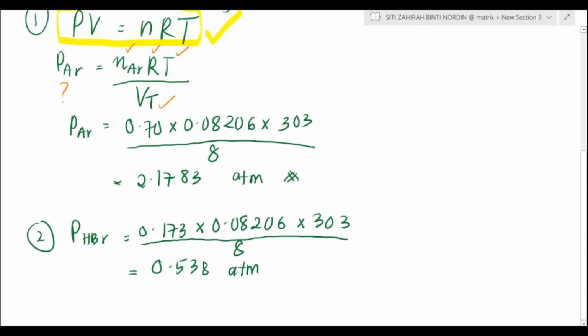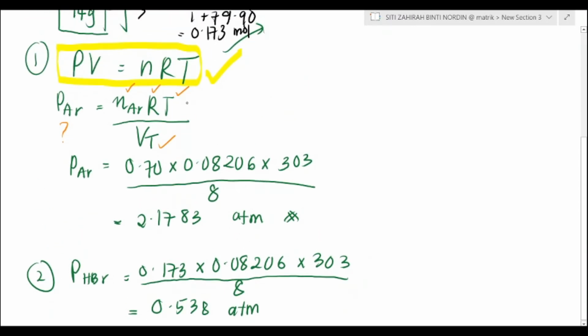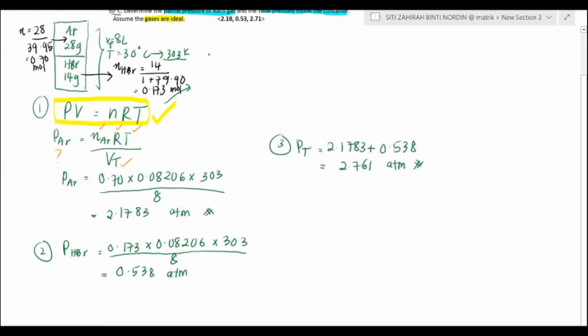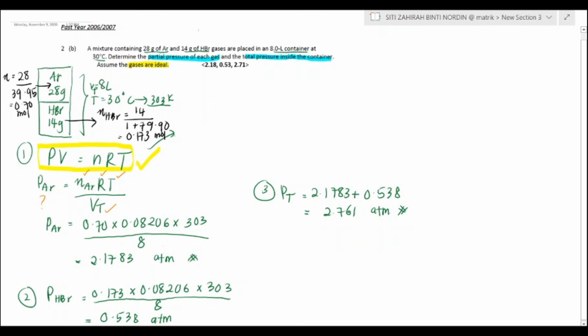So the answer is 0.538 atm. Remember class, the unit for pressure when we are using the ideal gas equation must be in atm. If you answer the unit as torr, for example, then your final answer would be wrong. Next is to find the total pressure. It's very simple, just add up your gases: 2.1783 plus 0.538 to be 2.761 atm. Again, I'm just going to highlight this: you need to make a note that when the question states the gases are ideal, you need to consider using the ideal gas equation to find your pressure or the total pressure.